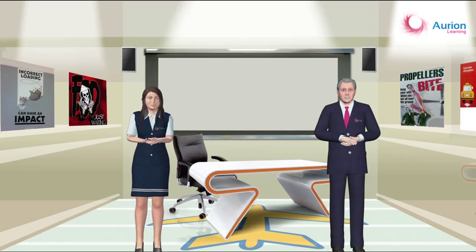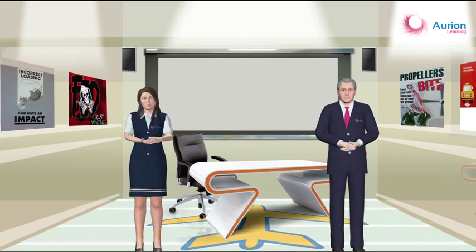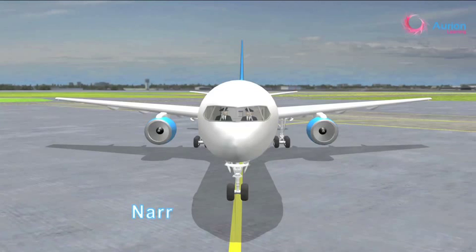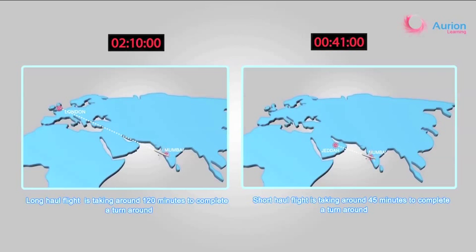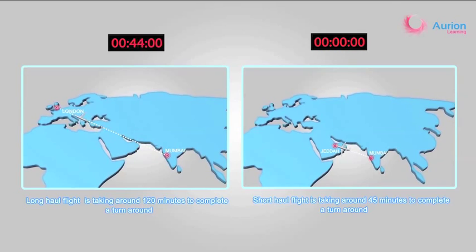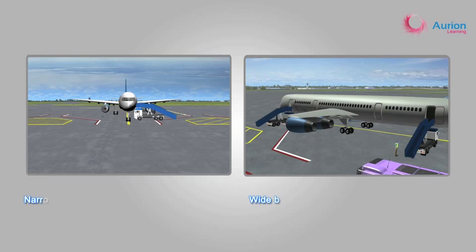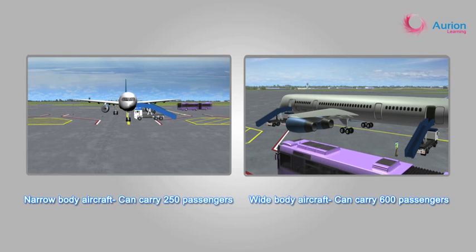Yes, Professor. And having understood this, the aviation industry has devised the turnaround plan for that particular aircraft type and flight duration, whether it is a wide body or a narrow body, the duration of flight, whether it is a long-haul flight or a short-haul flight, and the Station Precision Time Schedule or PTS. How do these factors impact turnaround plans, Professor?